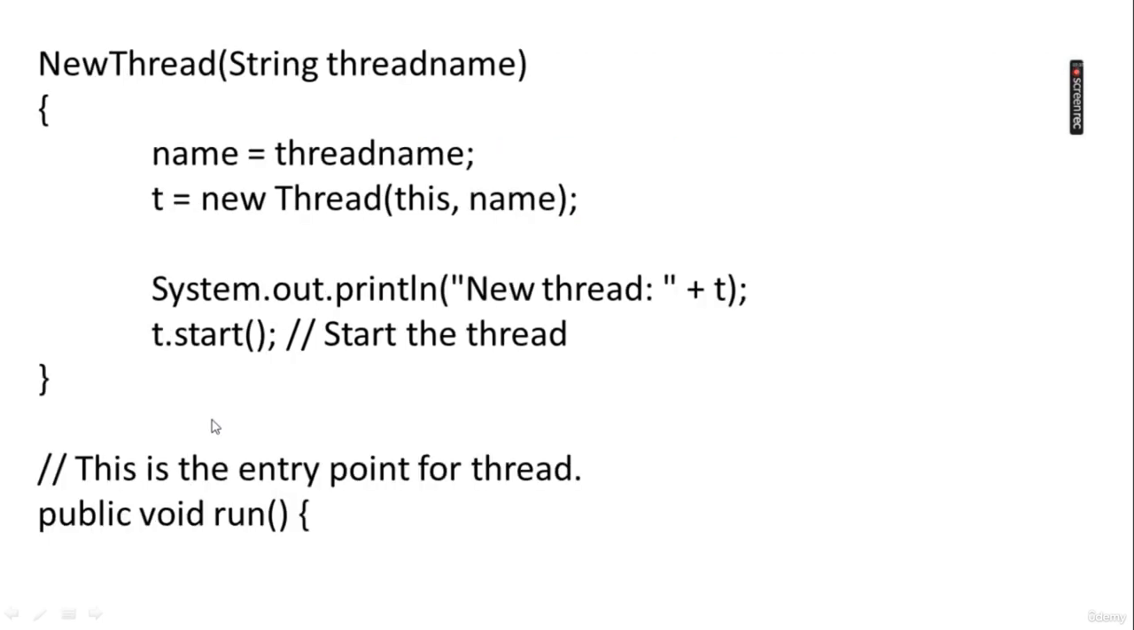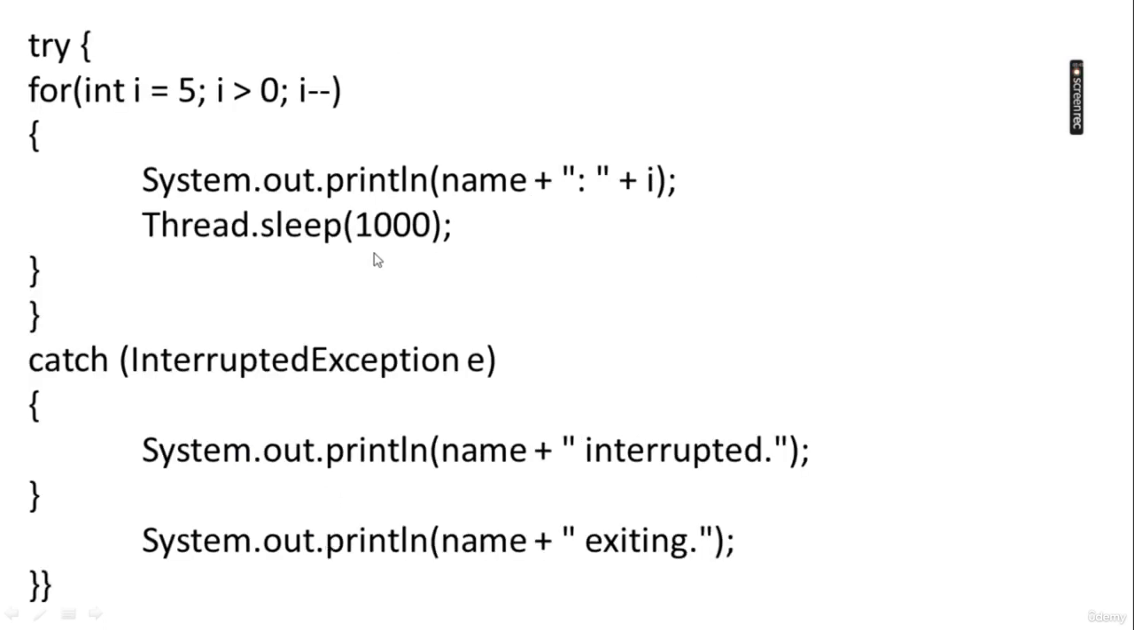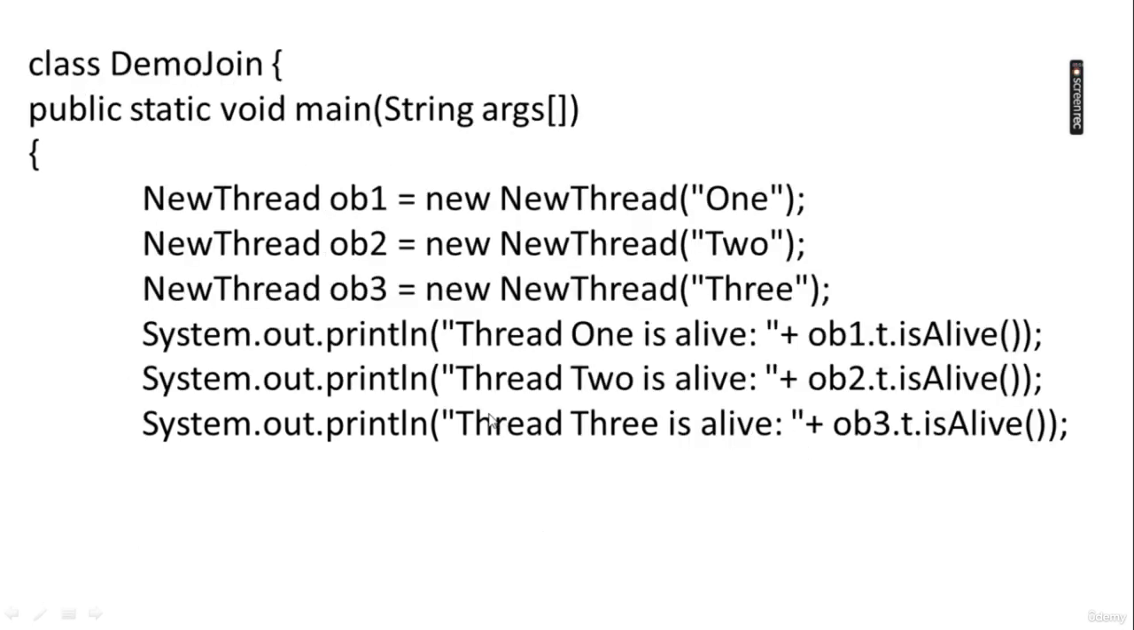String name thread T, then it's a parameterized constructor. New thread has been instantiated, then it will start. Then public void run is implemented the same way as the previous example. Thread.sleep for 1000 milliseconds, that is 1 second, and the interrupted exception is caught.